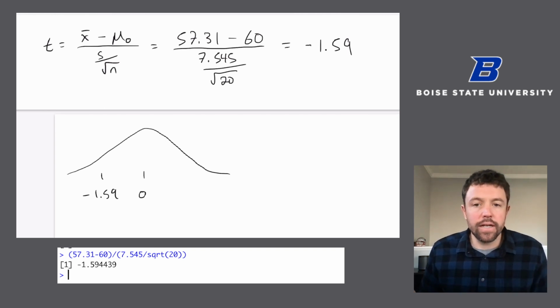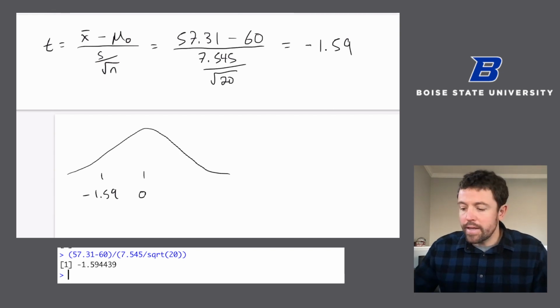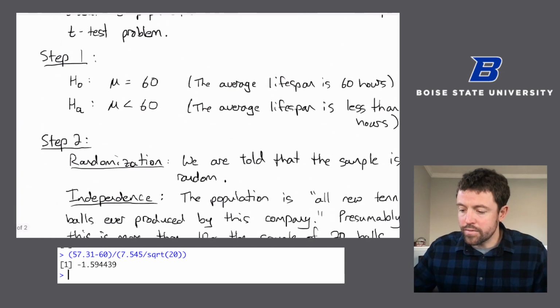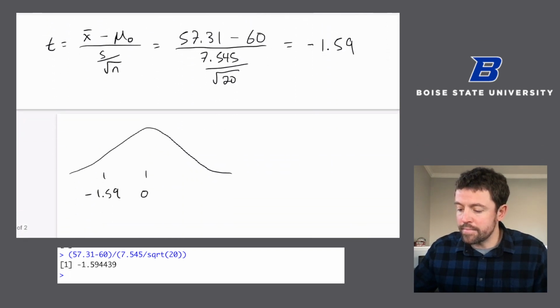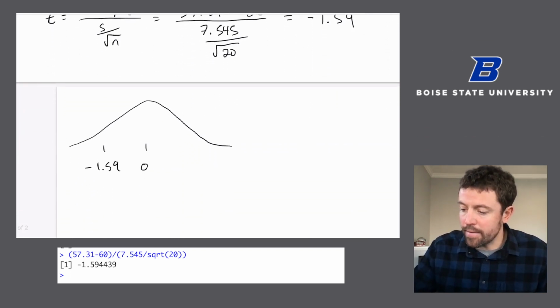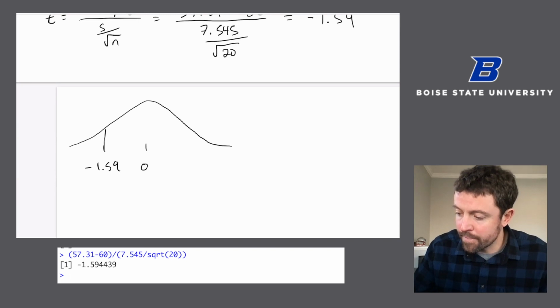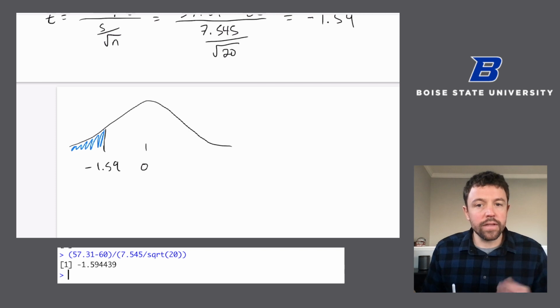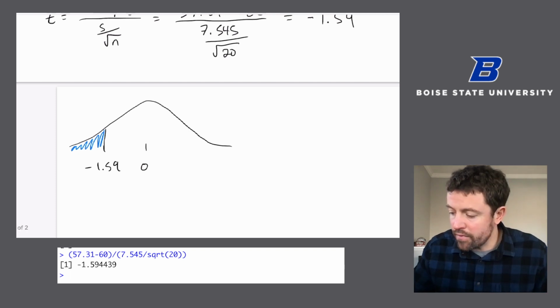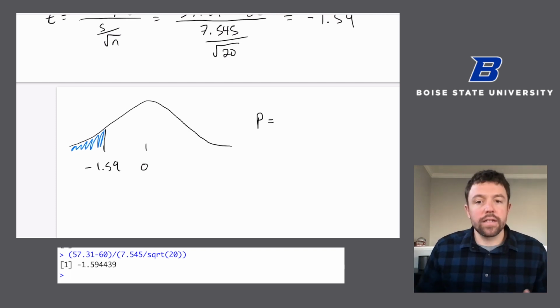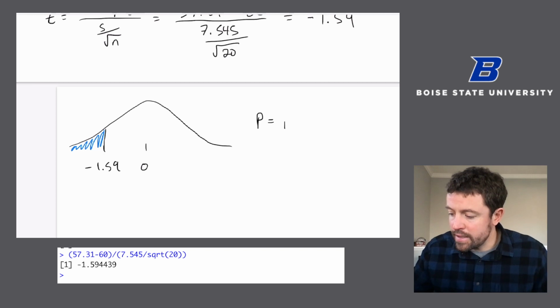And I need to shade in the area that represents my p-value, and that's determined by the alternative. So I go up here, and my alternative is less than, so I want area to the left. So I'm going to go shade that in. That's the area that I want for my p-value. And what is that area? Well, in this case, it's relatively straightforward. Because it's area to the left, the RStudio command pt just tells me area to the left.